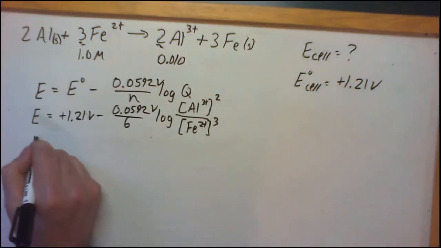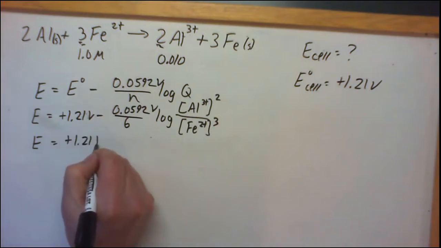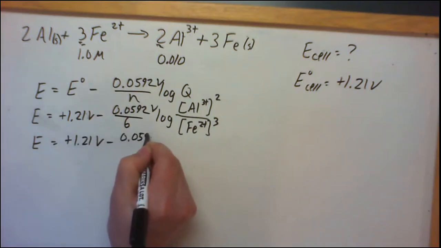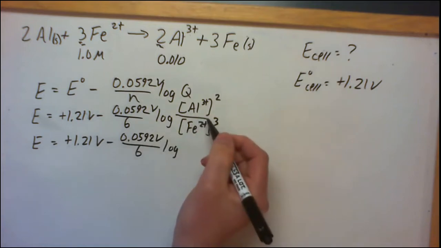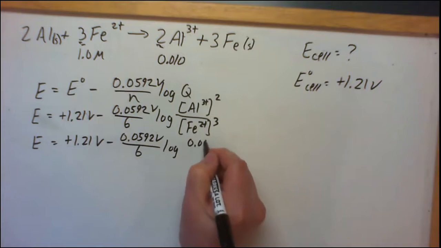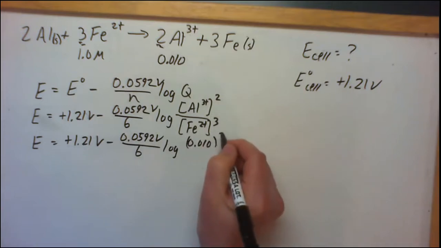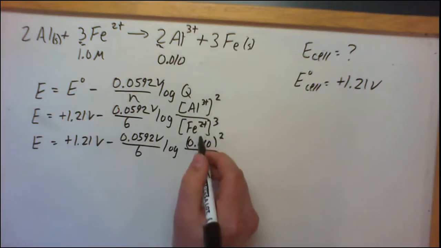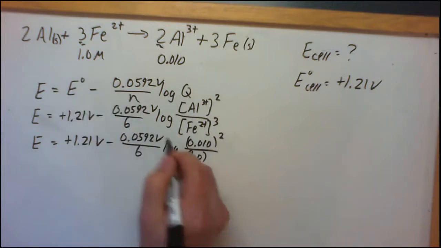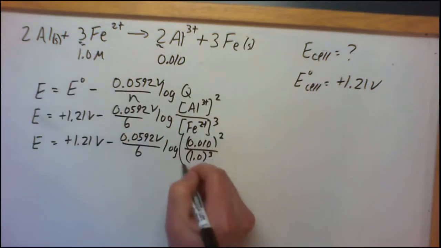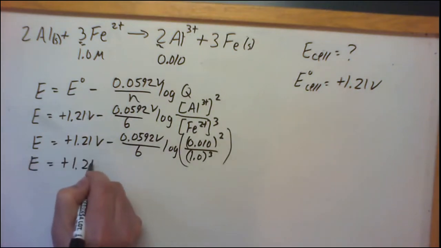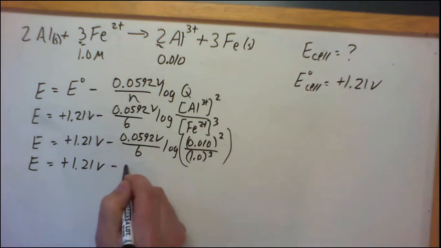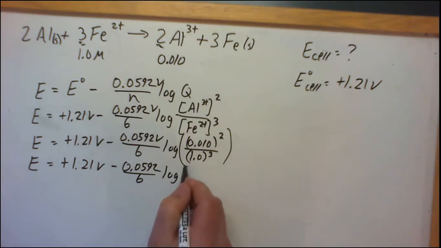We plug in our numbers. E is equal to positive 1.21 volts minus 0.0592 volts divided by 6 times the log of the concentration of aluminum, which is 0.01, and that has to be squared according to our Q expression, divided by the concentration of iron, which is 1.0, and that number is going to be cubed. So that's our Q expression, just numbers we can plug in. And so E is equal to positive 1.21 volts minus 0.0592 over 6 times the log of this ratio.